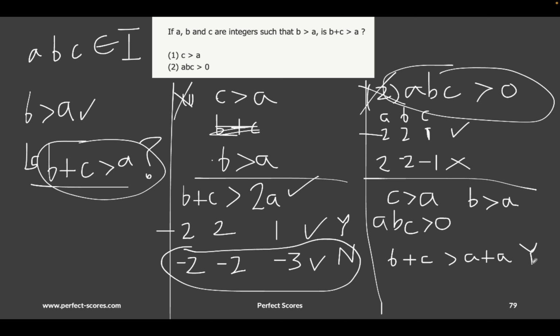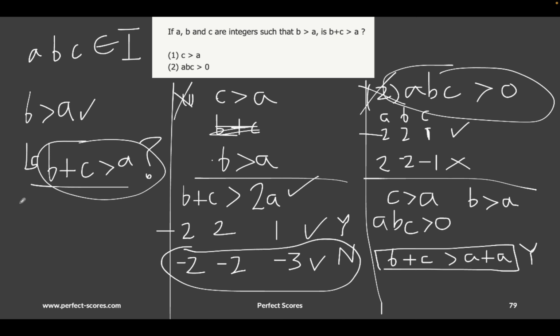Or two of them can be negative and one can be positive. So that's another scenario. For instance, let's suppose B and C are negative. So if B and C are negative and A is positive, then it will violate this particular condition here, right? Because then negative can't be greater than positive. So that's not possible, which means B and C can't both be negative, and either B or C has to be positive.